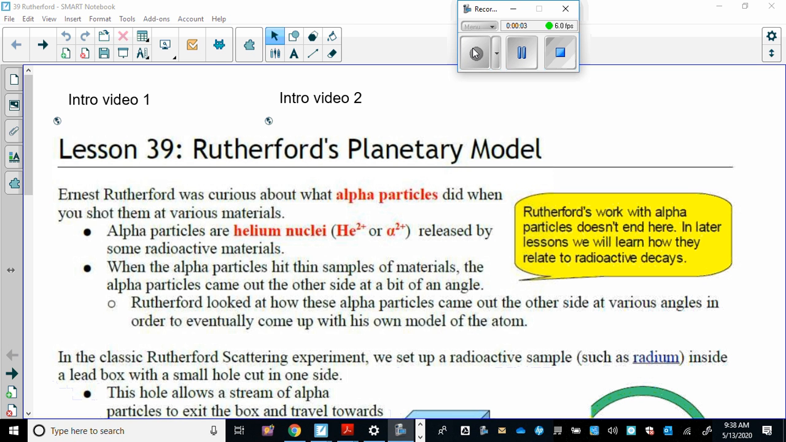Lesson 39 is all theoretical, no math here, but once again, super interesting. Ernest Rutherford, the Rutherford planetary model. So right now we've got the model of the atom.